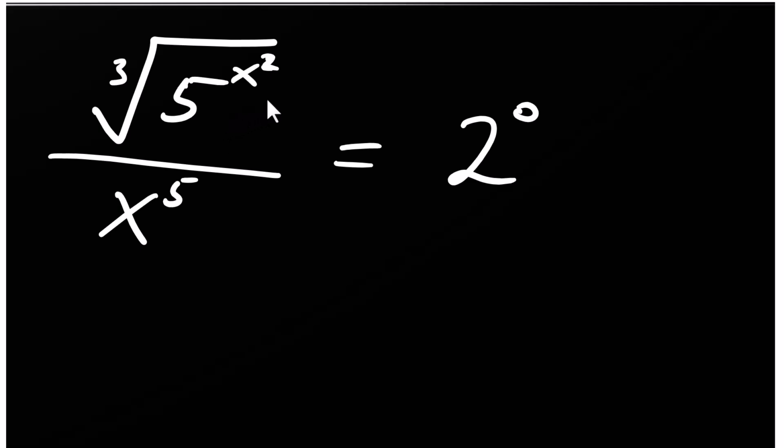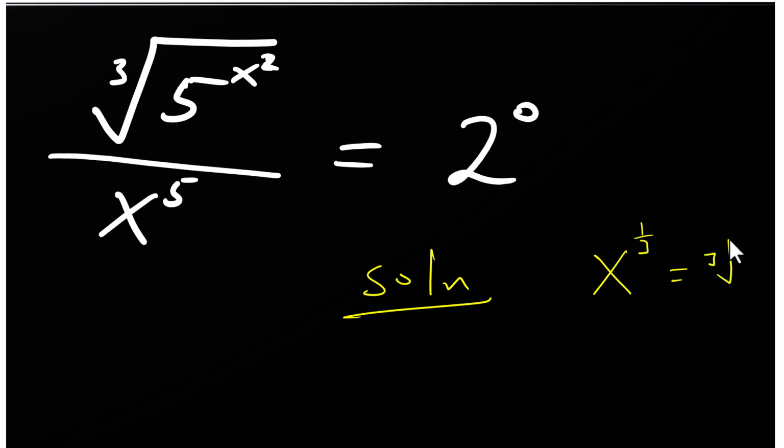Now it looks very strange, but we'll try as much as possible to solve this with ease. So let's get started. Now let's observe this. When we have x to the power 1 over 3, it is the same as cube root of x.